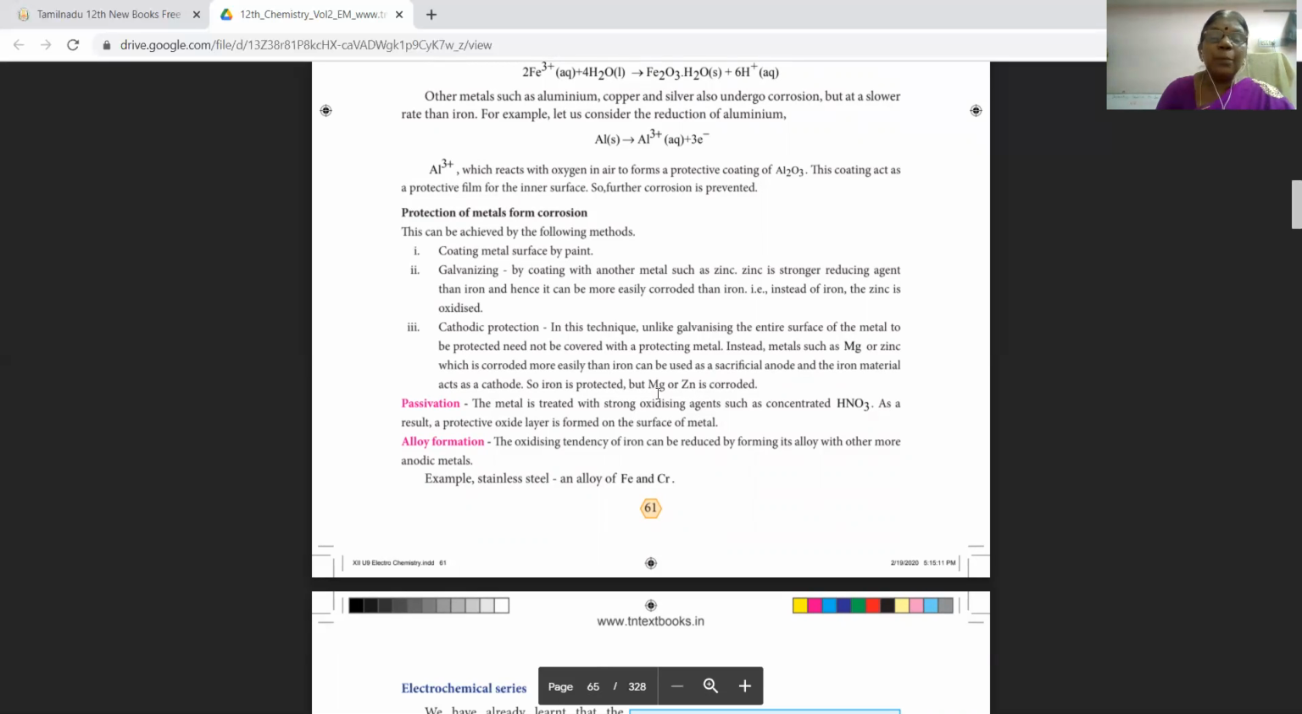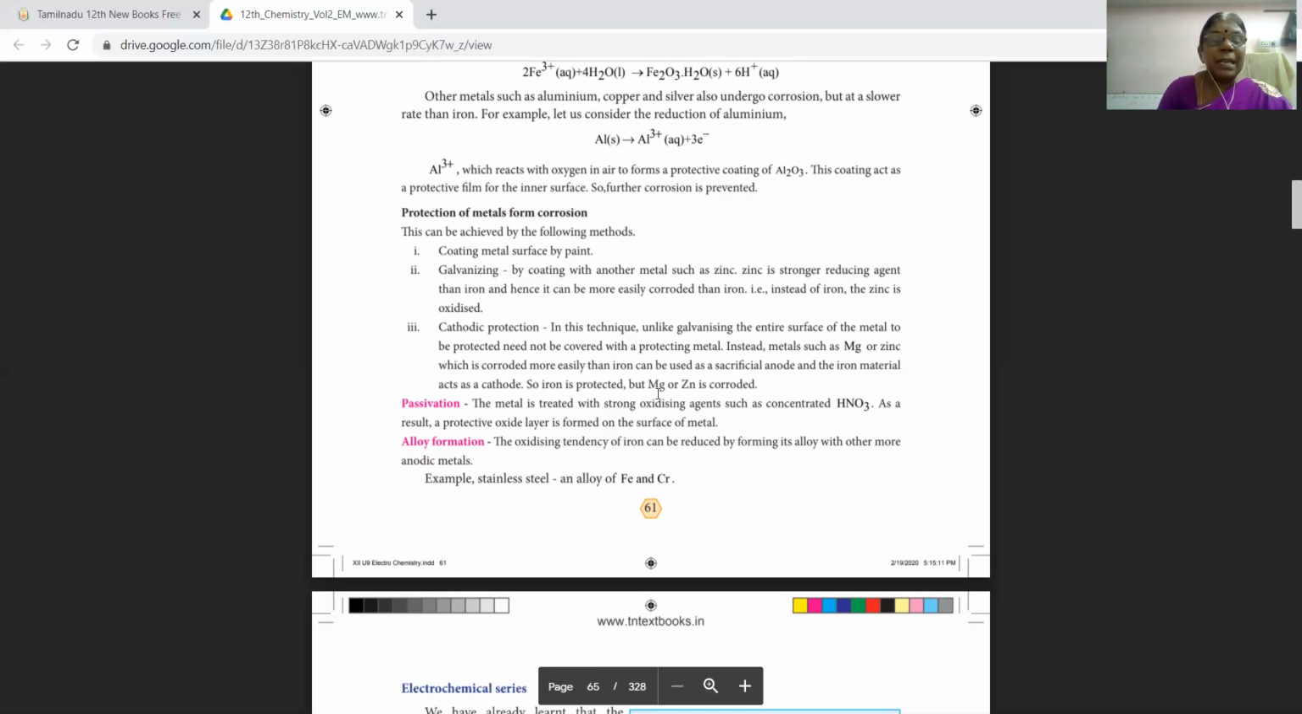So cathodic protection is nothing but this: the entire surface of the metal that is going to be protected need not be covered with a protecting metal. Instead, metals like magnesium or zinc, which are corroded more easily than iron, can be used as a sacrificial anode. That means on the top we have the zinc or magnesium, so that they will corrode easily instead of iron.